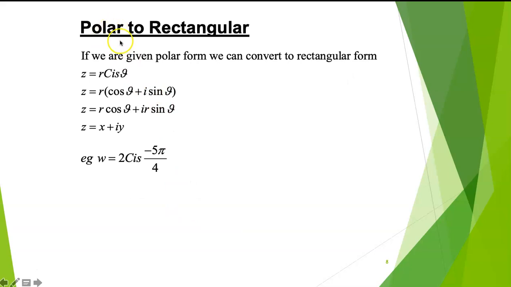Now, how to convert from polar to rectangular? Actually, polar to rectangular is way easier. You just need to use r cosine theta for the real component plus r sine theta for the imaginary component, and whatever values you get, normally decimal values or fractions, you just write them as they are. So for example, here we will have to do 2 cosine negative 5 pi over 4 plus i sine negative 5 pi over 4, and then you get the answer here in decimals.